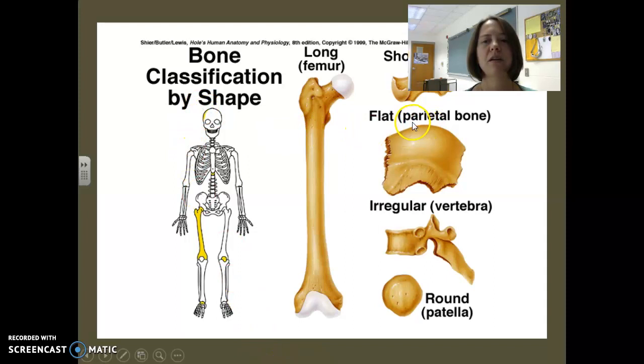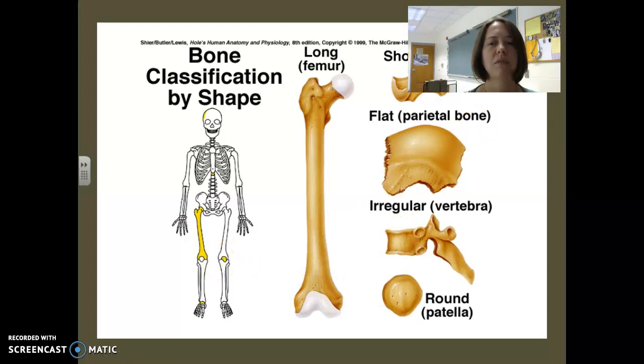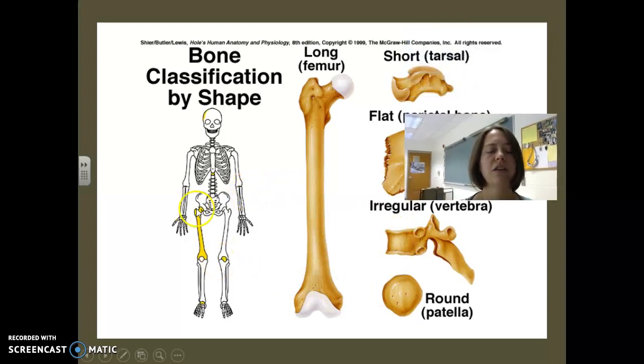You have the parietal bone, which is one of the cranial bones here, and that is a flat bone. And then coming down, you have vertebrae, which is an irregular bone here. Also, the patella right here is an irregular shaped round bone. Then you have a long bone, which is the femur right here, and also the humerus in the arm. And coming down to the ankle, there is a short bone, the tarsal bone.